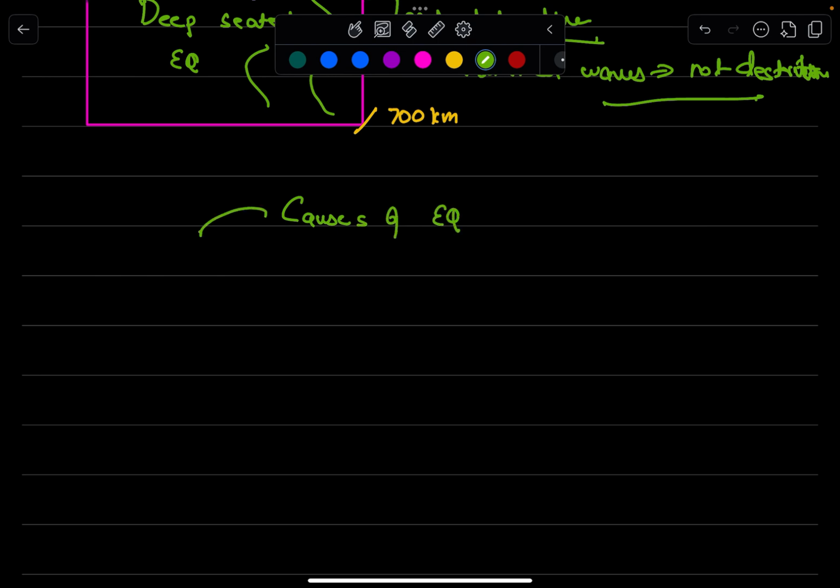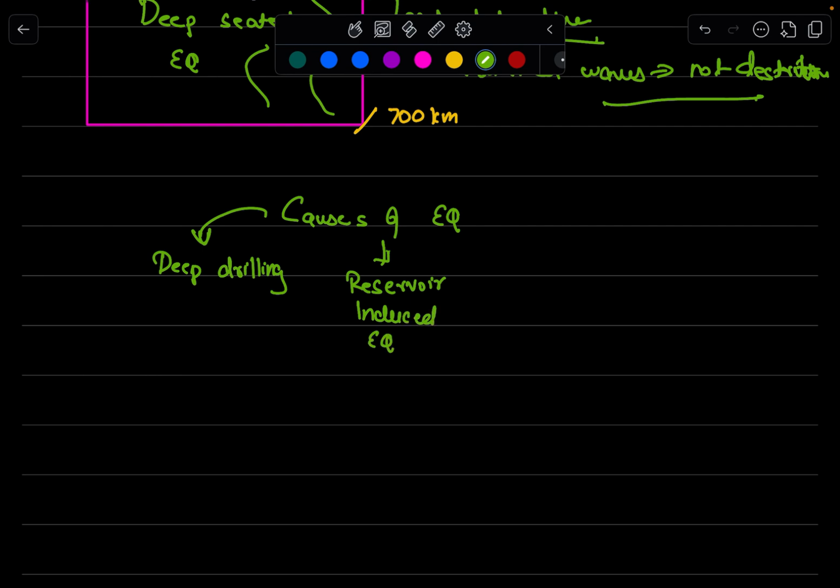Many. If we talk about man-made causes, human-made causes, I should be inclusive. Now, human-made: deep drilling, intensified drilling, reservoir-induced earthquakes, dynamite explosion. These generally are human-made. Okay.